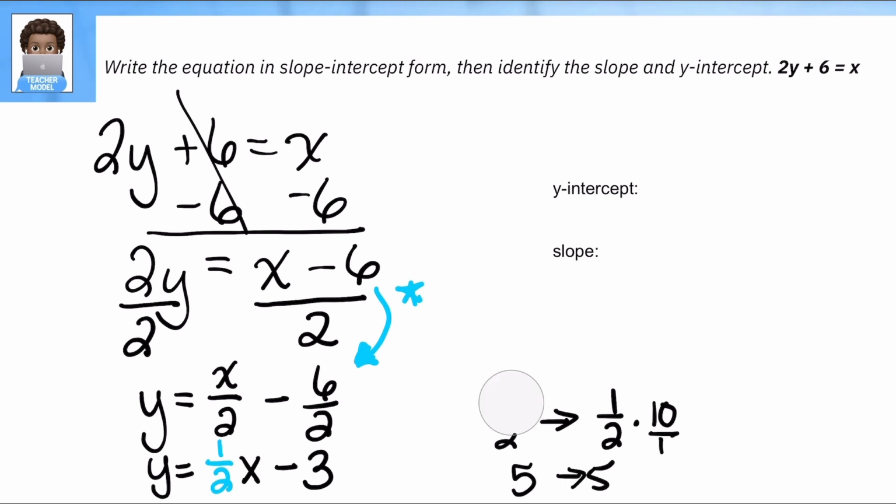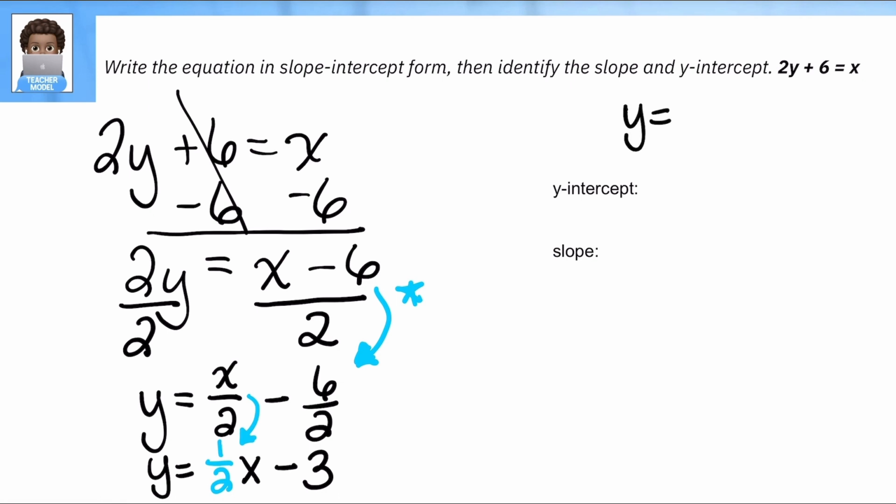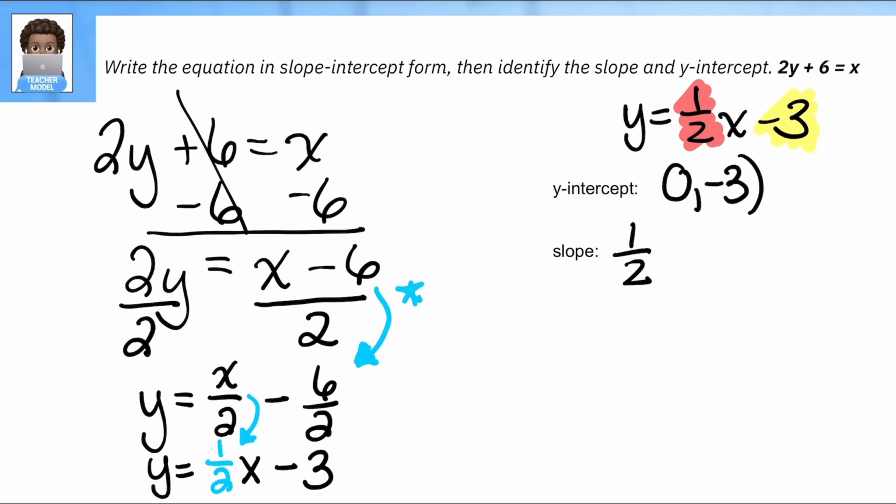Okay, so if you get into a situation like this and you see this, you can rewrite it by turning that into a coefficient. All right, so now that we have it in y equals mx plus b form, we can easily see the parts that we need. So our slope is right here. Our slope is 1/2. And our intercept is here. B is -3, so our intercept is 0, -3. Hit pause and jot this down into your notes.